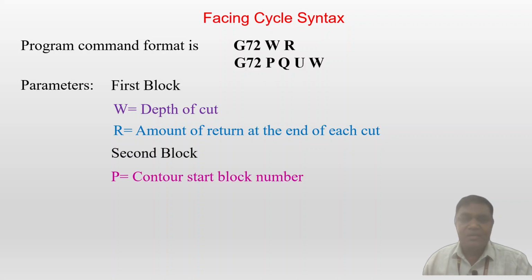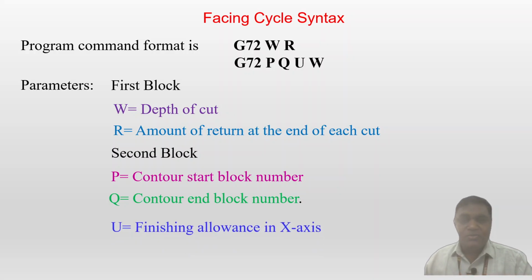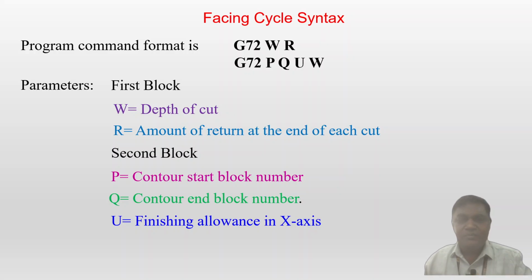Coming to the second block, P indicates the contour start block number. The entire contour consists of a number of blocks. The first block number is assigned to P, and Q is the contour end block number. In between the start block number and end block number the cycle will repeat, because according to the depth of cut, the number of cycles is taken care of by that syntax, and the loop continues till the end of machining. So we need to tell the controller from which block to which block to repeat, which is assigned here as P and Q.